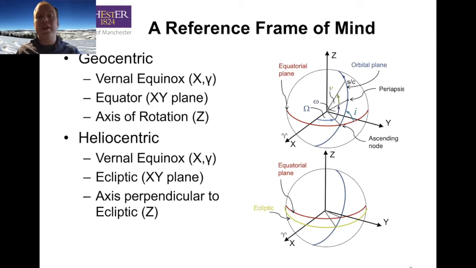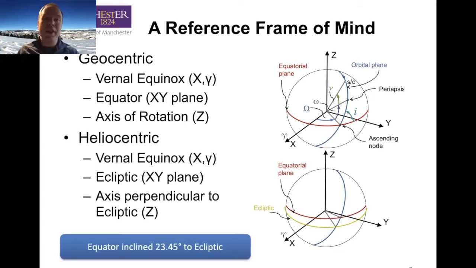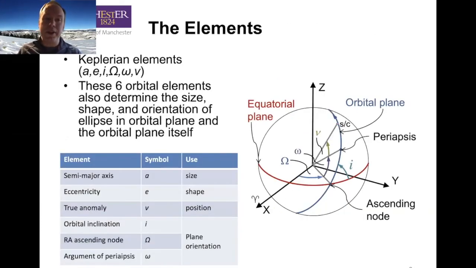And those functions and symbols are things that you should be able to remember you've written down, because we'll be using that. Okay, just remember that the equator is aligned 23.45 degrees to the ecliptic, and that's why we have our seasons on Earth. Okay. Let's talk more about those elements that we put in the definition.